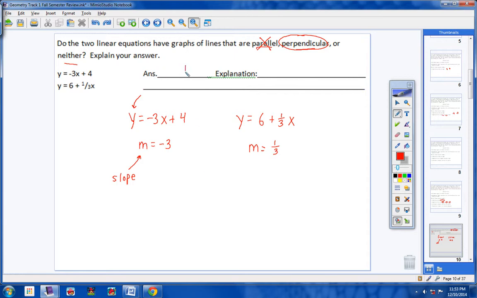So the answer would be perpendicular, and the reason would be the slopes are opposite reciprocals. Okay, I'm going to pause a minute while you finish your notes, then we're going to go on. You need to be familiar with this kind of stuff. Very, very important.